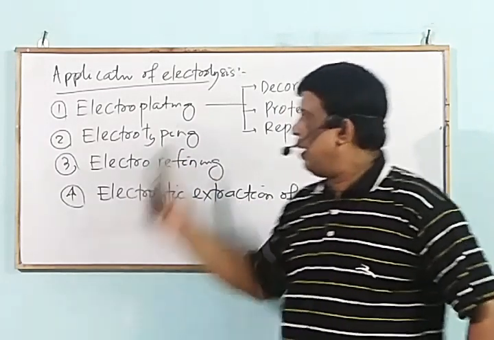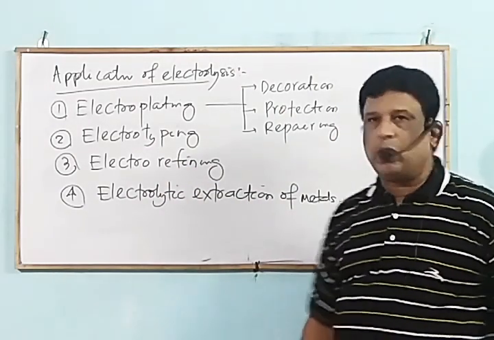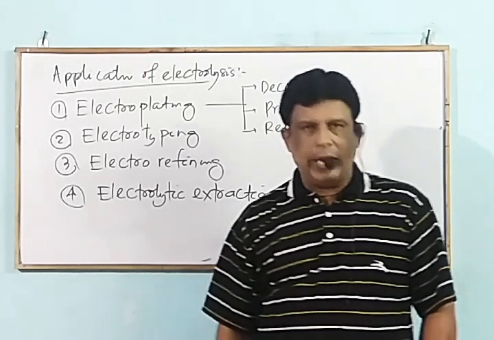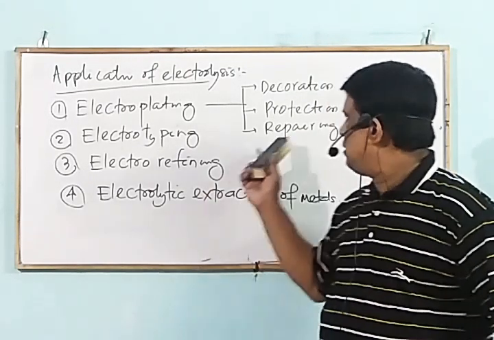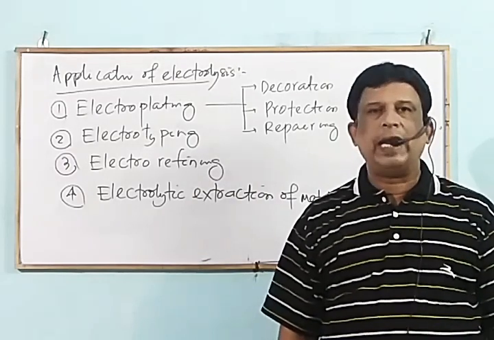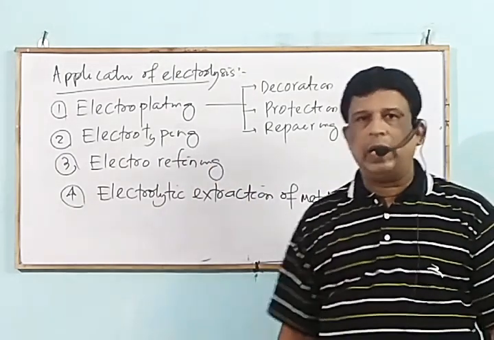I repeat again. What is point one? Point one, decoration. Second one, protection. Third one is repairing. These are the main aims of electroplating.